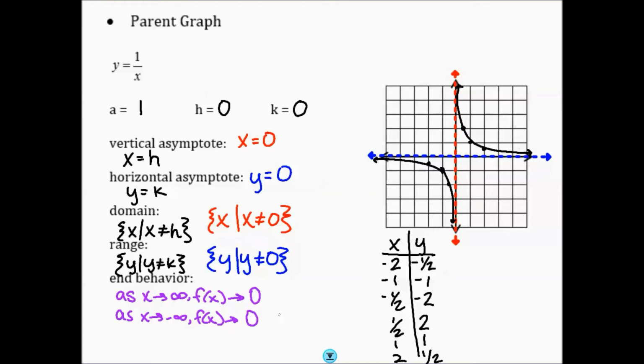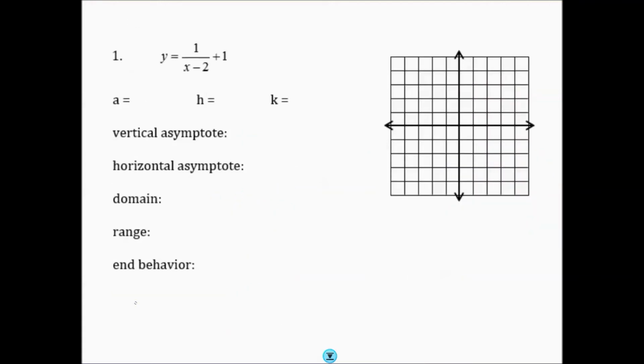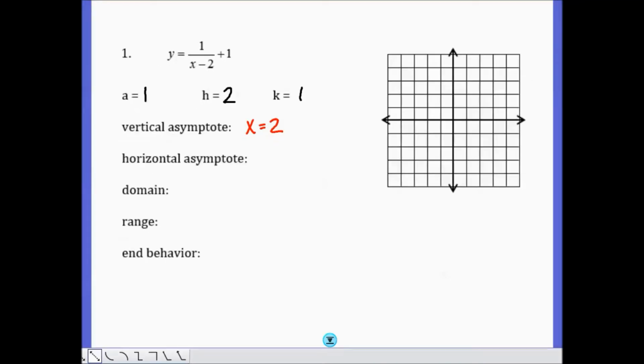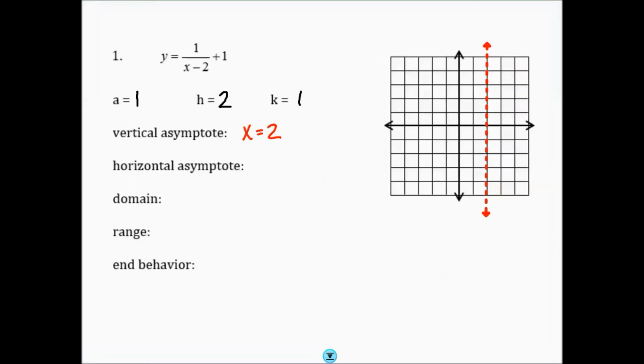Let's take a look at how a, h, and k affect this graph. So here we have y equals 1 over x minus 2 plus 1. So our a is 1, our h is 2, and our k is 1. Now we said that our vertical asymptote is always x equals h, so this is x equals 2. And we can graph that. We said that our horizontal asymptote is always y equals k, so we can graph that.